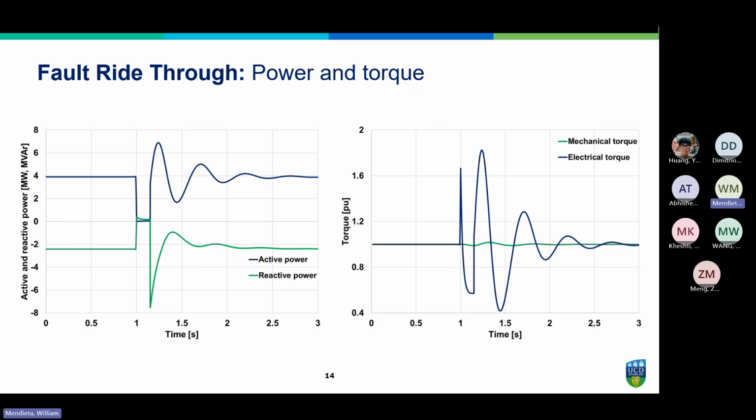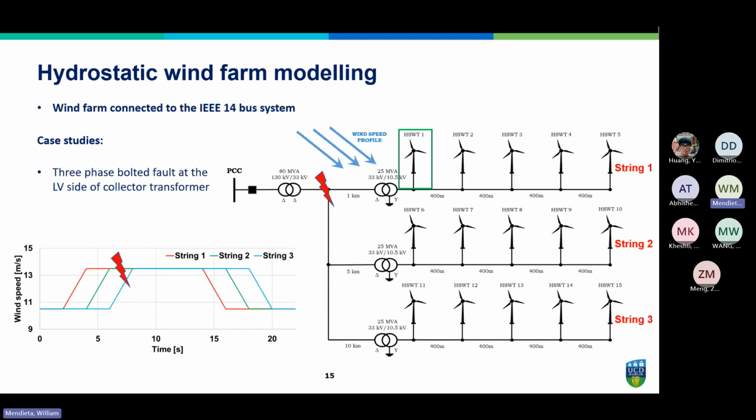So, in order to consider the stability effects of a large share of hydrostatic wind turbines, the figure on the right shows an arrangement of a 60 megawatt hydrostatic wind farm, which is connected to the IEEE 14 bus test system. In order to study the basic principles, a simple approach for the wind farm has been adopted, which does not consider wind direction, wake effects, and wind farm spacing.